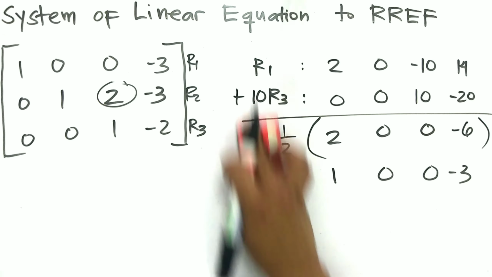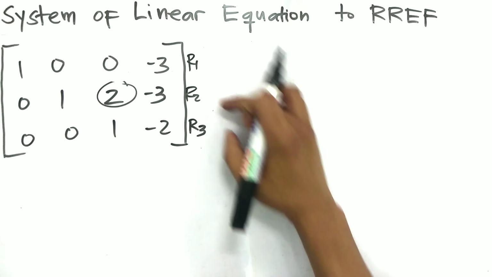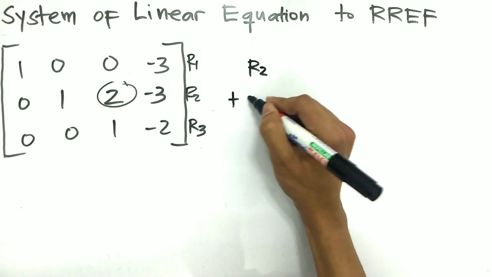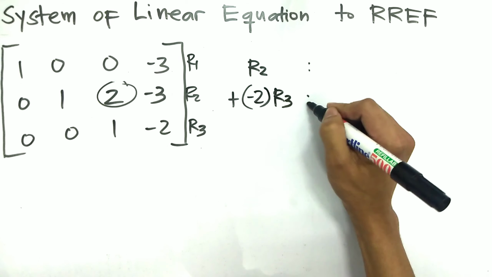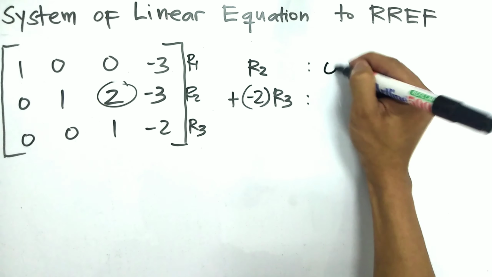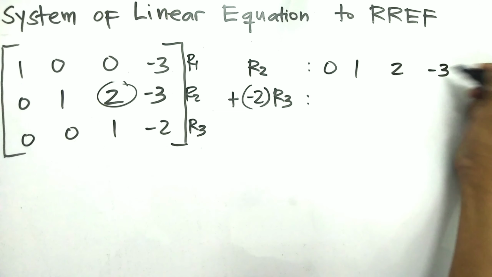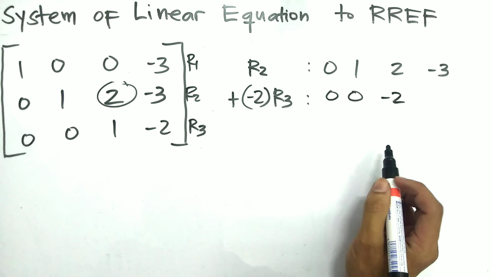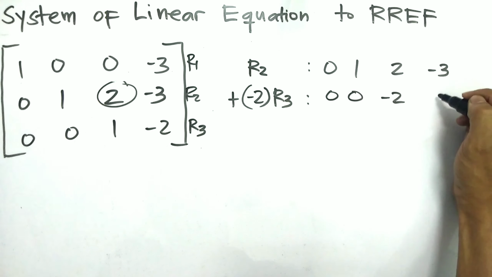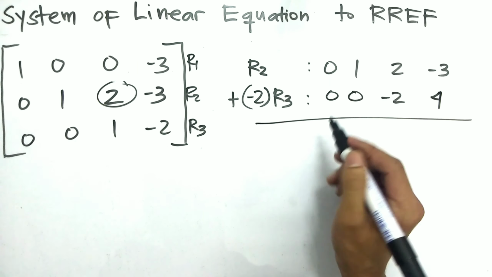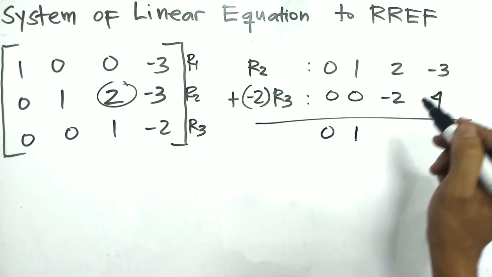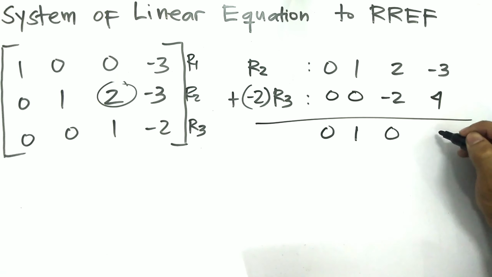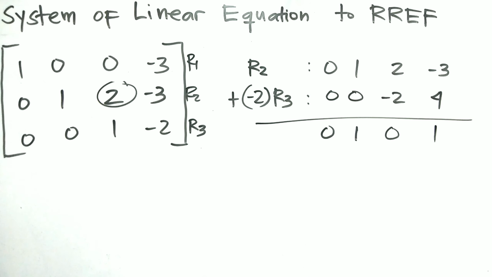And to do that, you will perform operations between row 2 and row 3. So let's copy row 2 and then add negative 2 times row 3. So row 2 rather, this is 0, 1, 2, and negative 3. This is 0, 0, negative 2 times 1 is negative 2. And then, negative 2 times negative 2 is positive 4. Adding this up, we have 0 plus 0 is 0, 1 plus 0 is 1, 2 plus negative 2 is 0, and negative 3 plus 4 is equal to positive 1. So this is our new row 2.